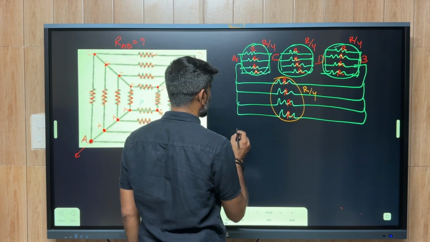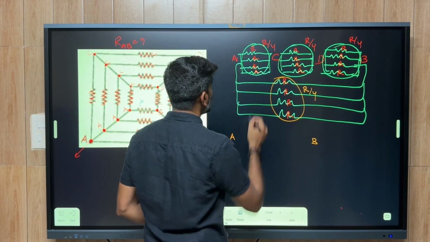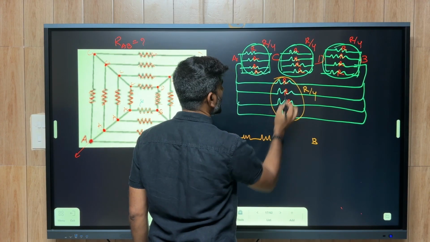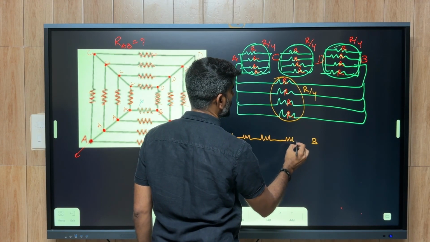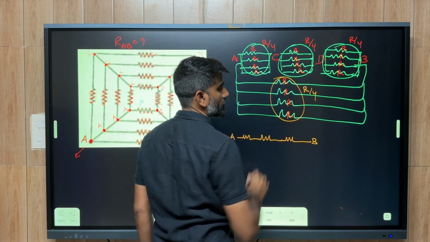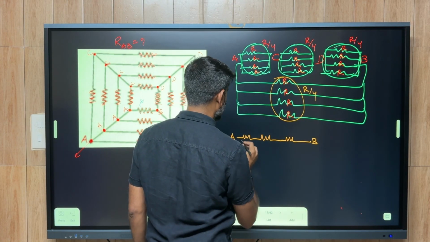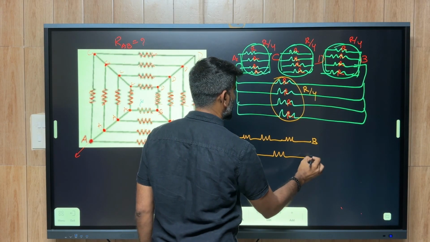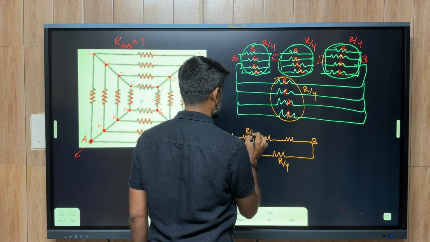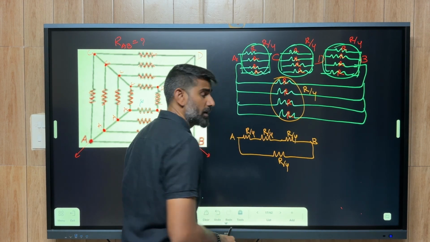Right. Now the circuit is simplified as A to B, and we have R by 4 here, and we have R by 4 again, and we have another R by 4 between A and B. R by 4, R by 4, R by 4, which are in series, and here we have another R by 4. It is R by 4, R by 4, R by 4, and R by 4, right?